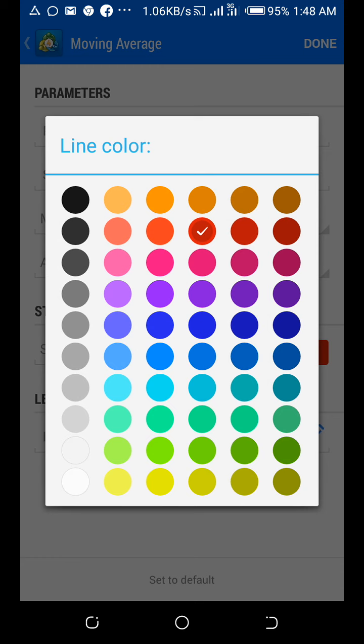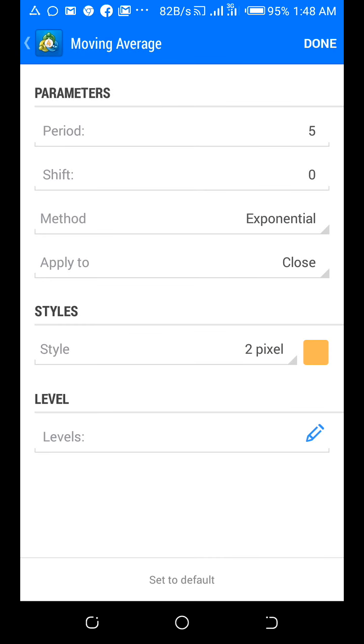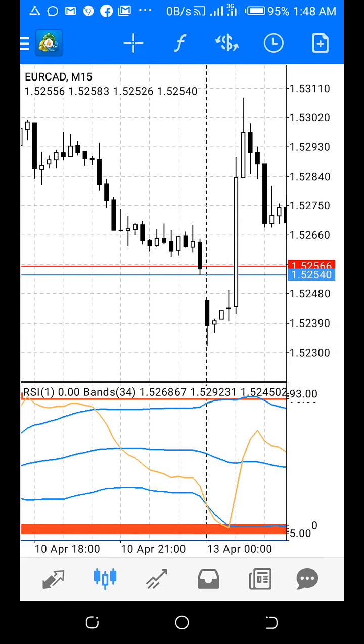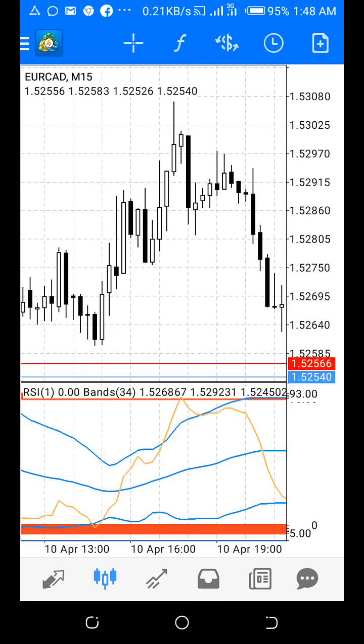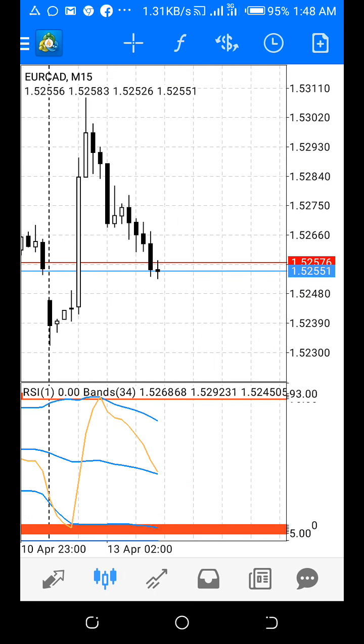I think I should change the color of that moving average. Let me change the color, because it looks like the color of our RSI. Okay, let me use this. Yeah, this one is cool. So what is this strategy telling you, or how do we use this strategy?